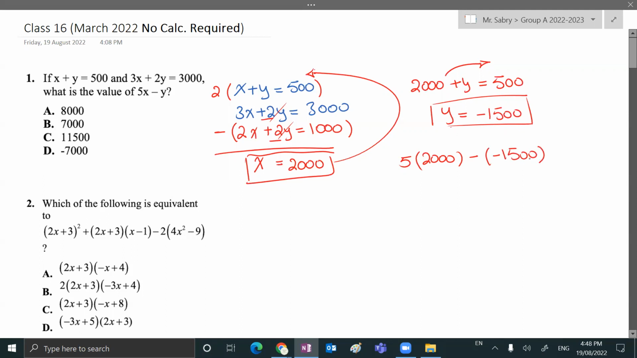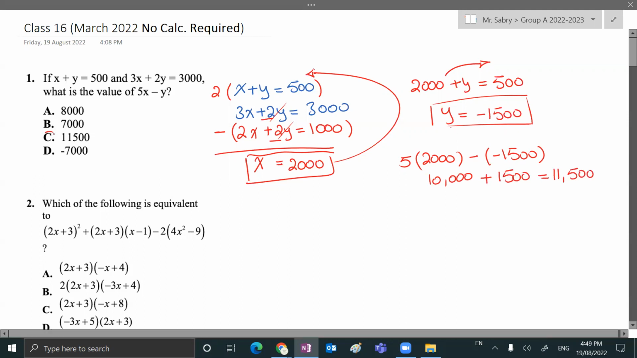You see, whenever I substitute, I open a bracket and I substitute inside of that bracket. 5 times 2000, that's 10,000. 10,000 minus negative 1500 is just plus 1500, which gives me a total of 11,500. So then the answer is C.